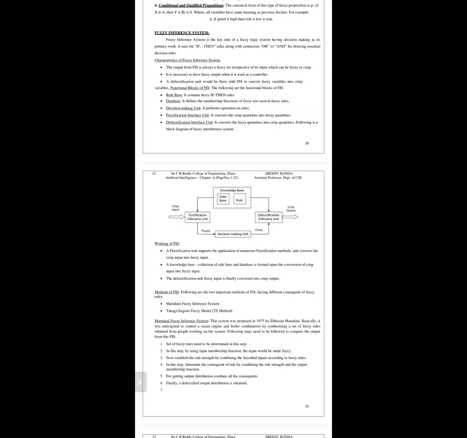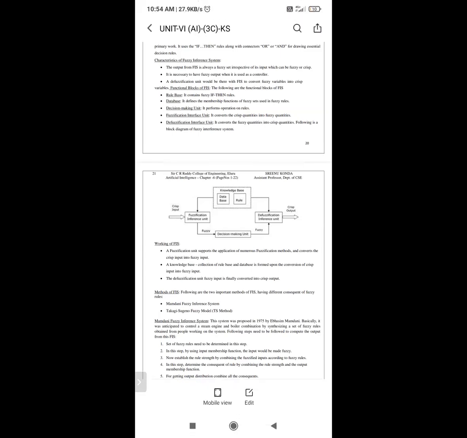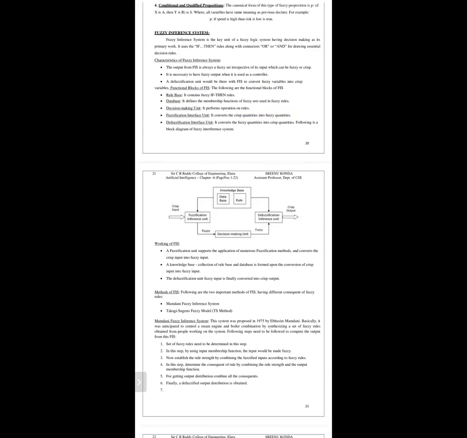Okay. So coming to the characteristics of the fuzzy inference system. The output from the fuzzy inference system is always a fuzzy set irrespective of its input, which can be fuzzy or crisp. So whatever the input may be, whether it is a fuzzy input or a crisp input, the output will always be a fuzzy set, right?